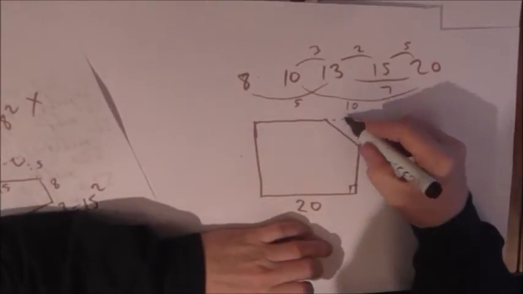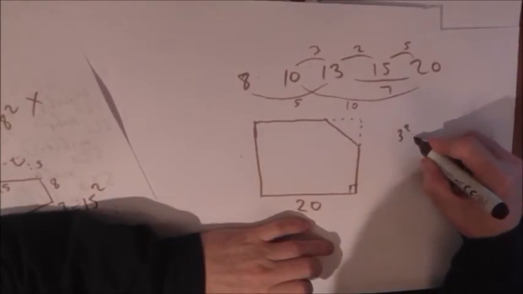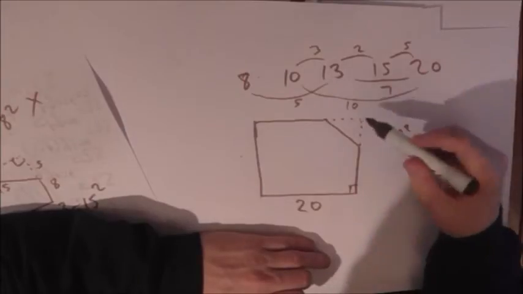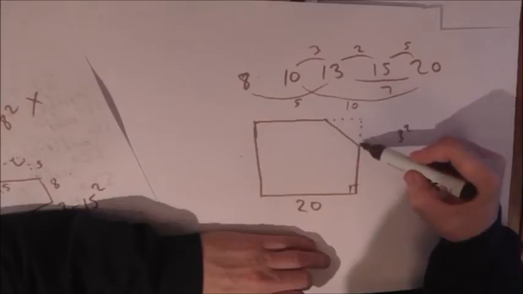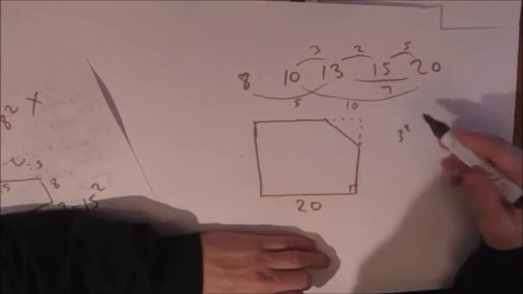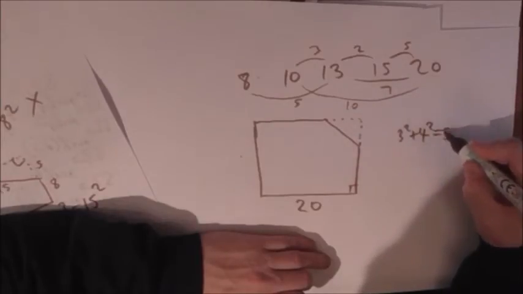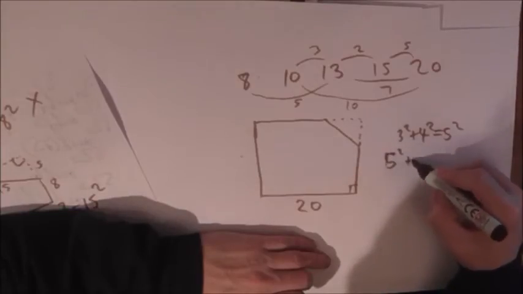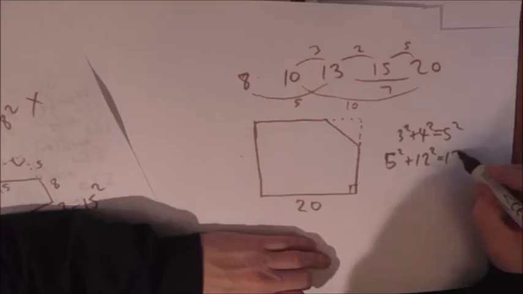Just trying to think what nice numbers could go there. We could have 3 squared. I'm just hoping that this is a nice Pythagoras question, where it's a whole number situation. Things like this: 5 squared plus 12 squared equals 13 squared.